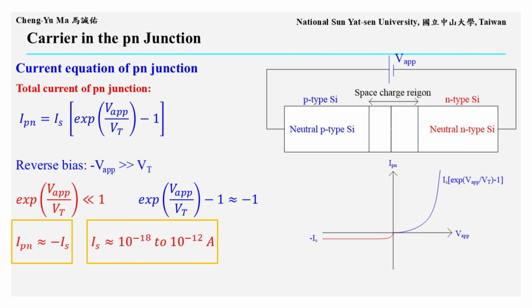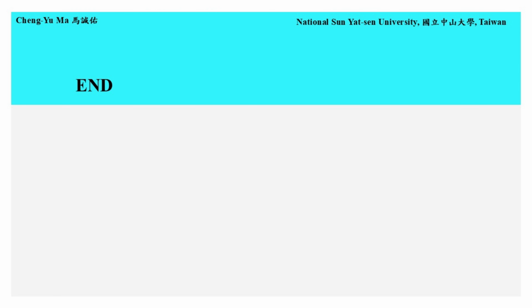The reverse bias current of the PN junction reaches a saturated value of I_s, as shown in the current-voltage curve. Since I_s is extremely small, only about 10 to the negative 18th to 10 to the negative 12th amperes, the PN junction can be regarded as non-conducting under reverse bias, while under forward bias, the current increases exponentially with voltage. That concludes the introduction to the current equation of the PN junction.